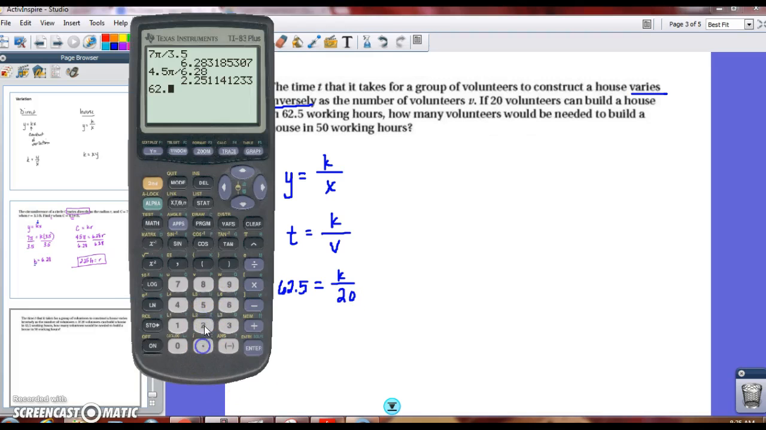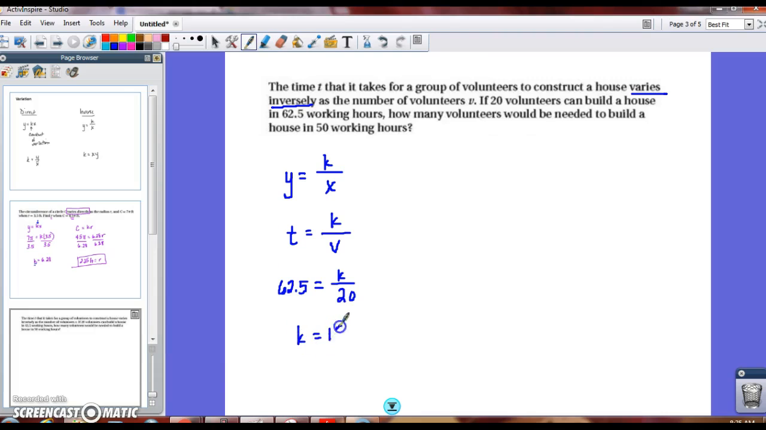62.5 times 20. So I end up with k is equal to 1250. The second part then says how many volunteers would be needed to build a house in 50 working hours. Okay, so now I still have the same equation, t equals k over v, but now I have k and I have t. My new t is 50, so now I'm going to solve for v.